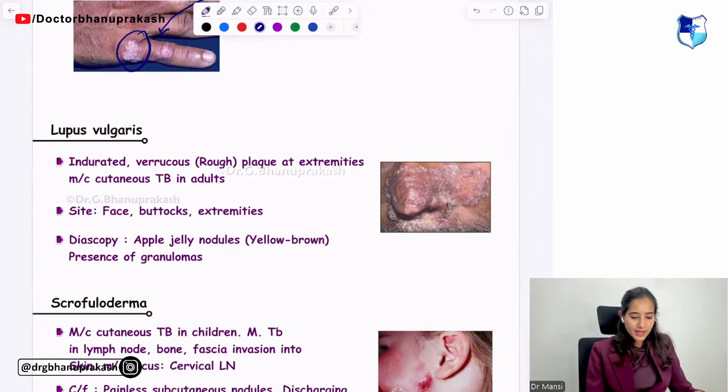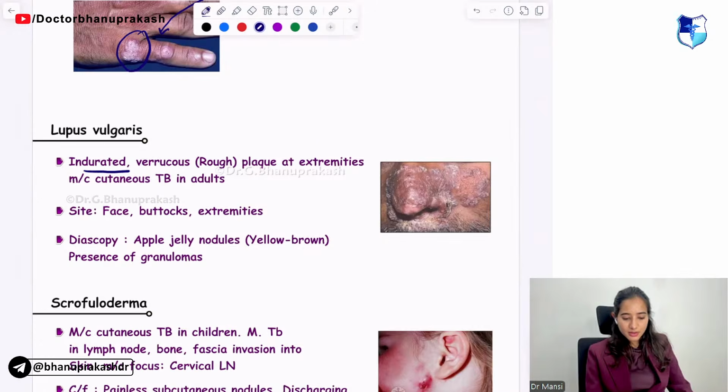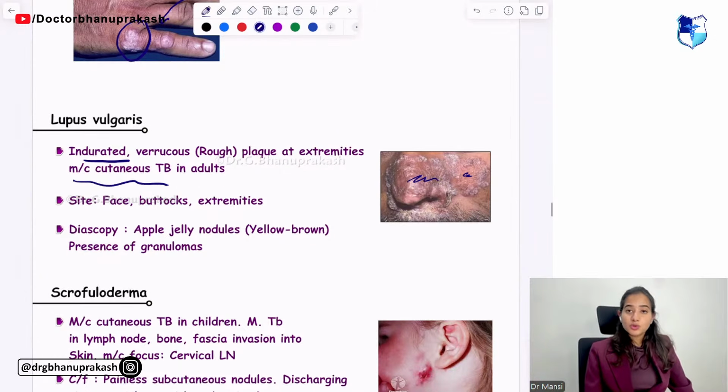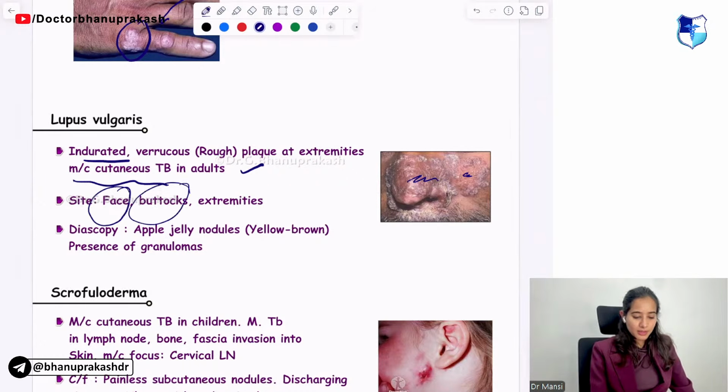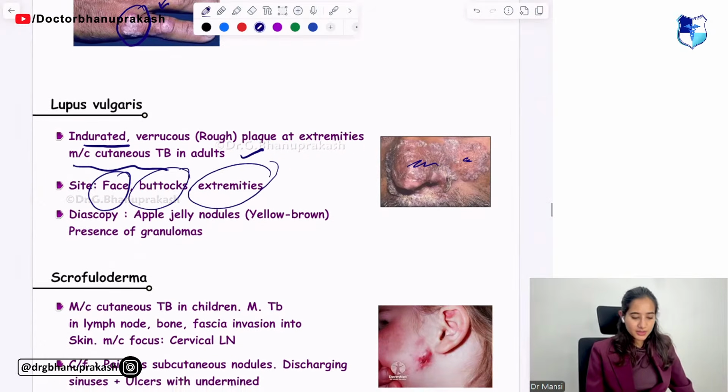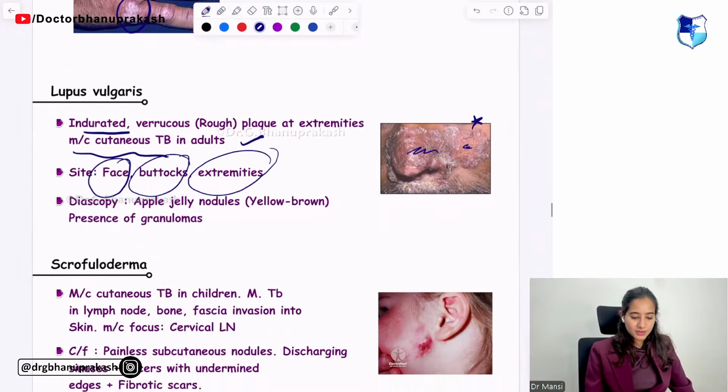Then lupus vulgaris. You can see there is an indurated lesion. Again, it has a verrucous rough plaque, and it is present on the extremities. You can see that central clearing is already there in them as well. This is the most common form of cutaneous tuberculosis in adults, present mostly on the face, the buttocks, or the extremities. The image given here is on the face.